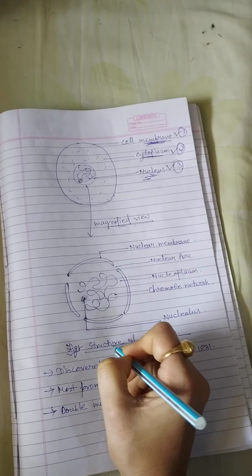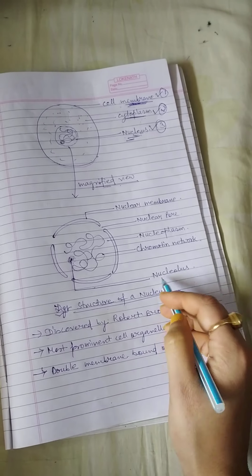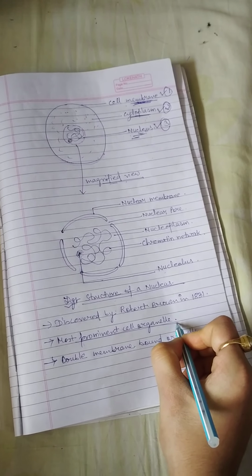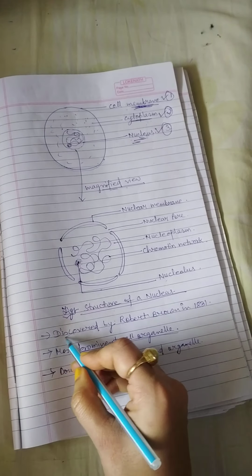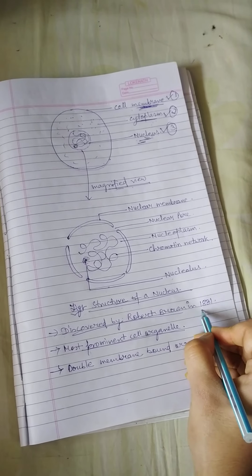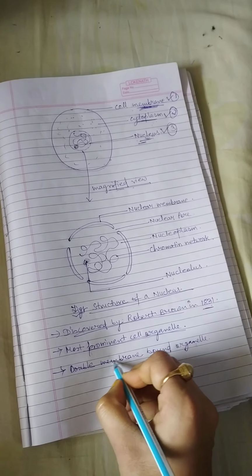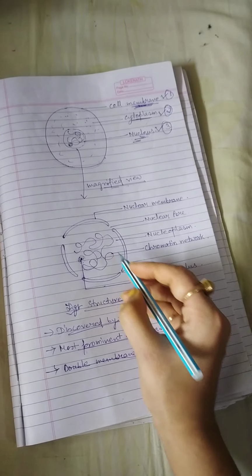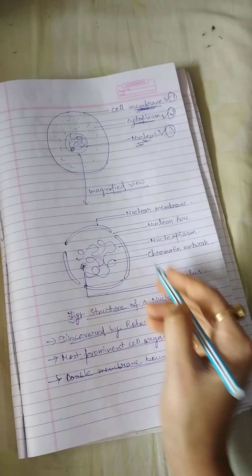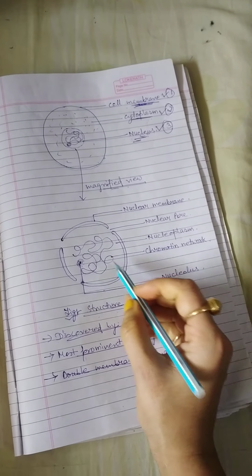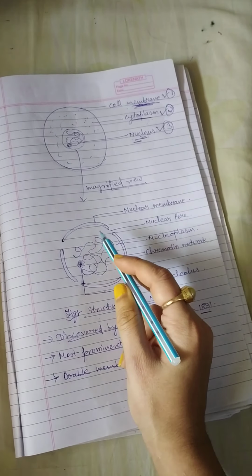This is the structure of a nucleus. The nucleus is the largest and most prominent cell organelle of a cell. It was first discovered by Robert Brown in the year 1831. It is a double membrane bound cell organelle. You can see this double membrane. When we see a nucleus under a microscope, it looks like this.